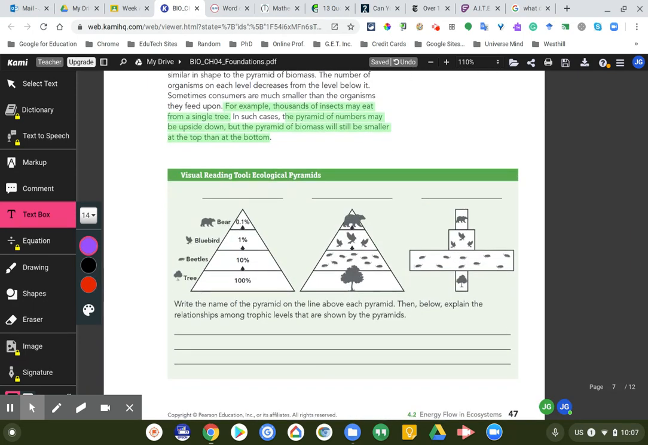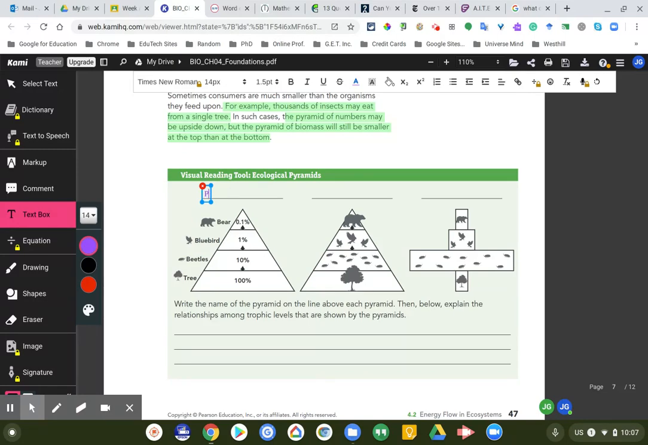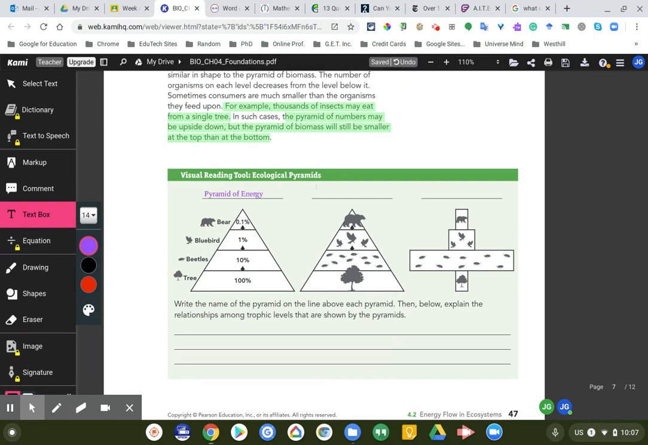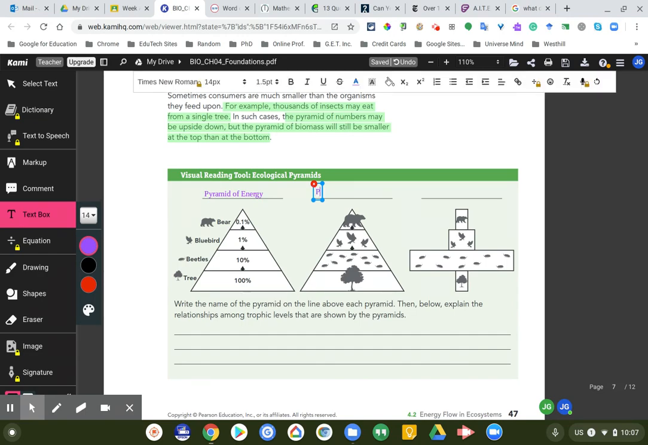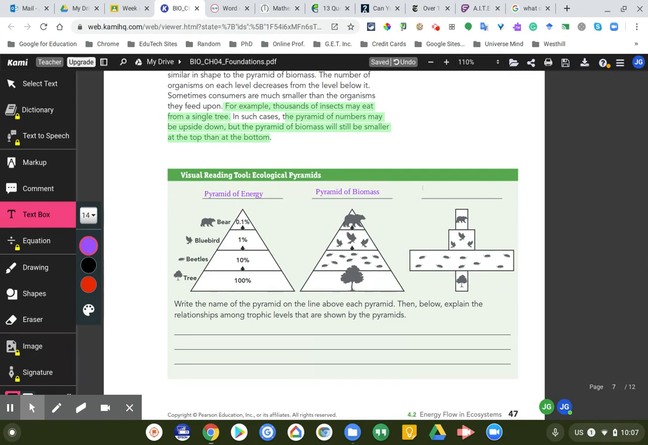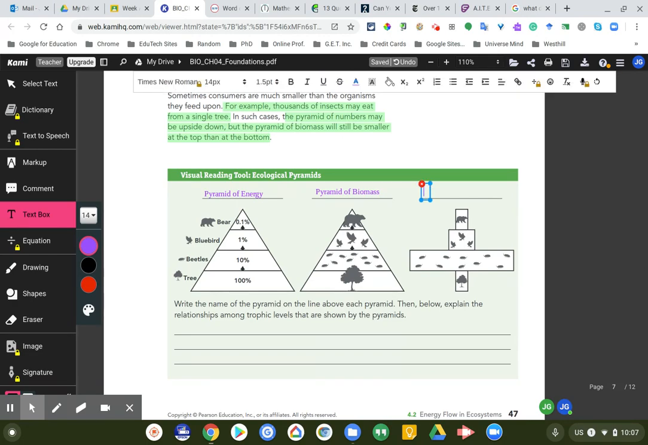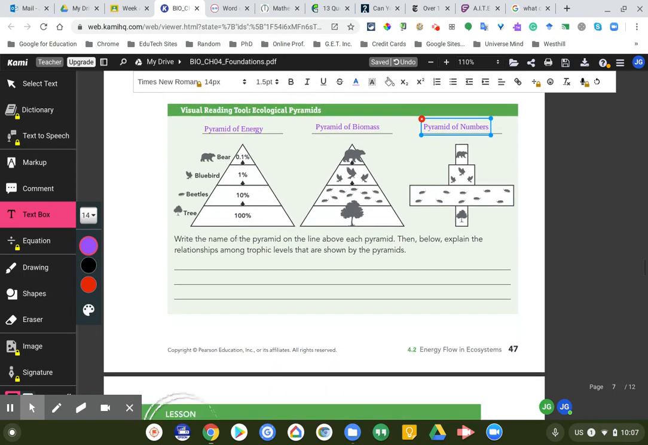So up here, it says write the name of the pyramid on the line above each pyramid. Then below, explain the relationships among trophic levels that are shown by the pyramids. Okay. So we have a pyramid of energy right here. Then we have a pyramid of biomass. And then we have a pyramid of numbers. All right, pyramid of numbers. So let's do this. Oh my gosh, this is going to be a long one.